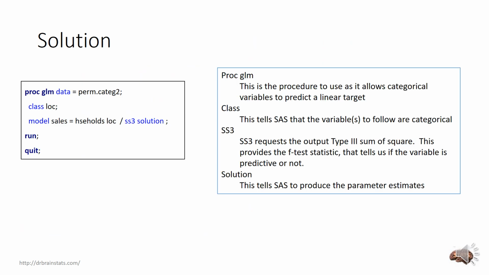So we've now moved from using PROC REG to PROC GLM. PROC GLM is a procedure used as it allows us to use categorical variables to predict a linear target. Now class, this tells SAS that the variables to follow are the categorical ones. SS3 requests the output type 3 sum of squares. This provides the F statistic that tells us if the variable is predictive or not. And solution, this tells SAS to produce the parameter estimates.